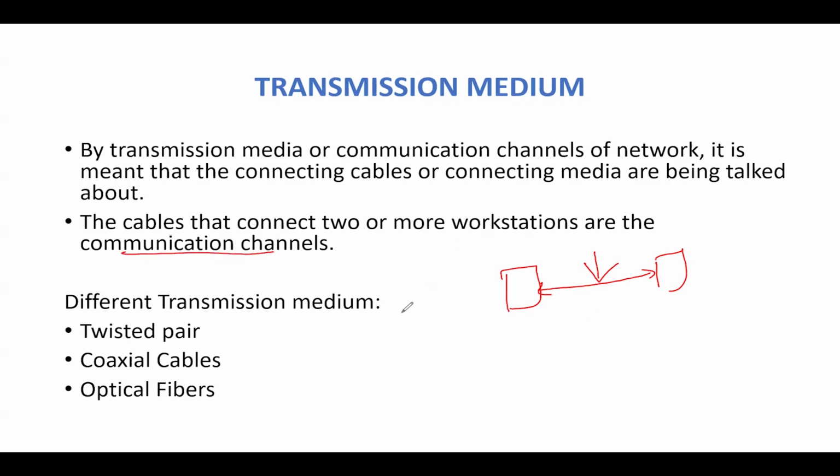Now there are different transmission media. In today's session, we'll be discussing twisted pair, coaxial cables, and optical fibers. We will see the meaning of each one of them, what the different types are, and also the advantages as well as the disadvantages of using them.